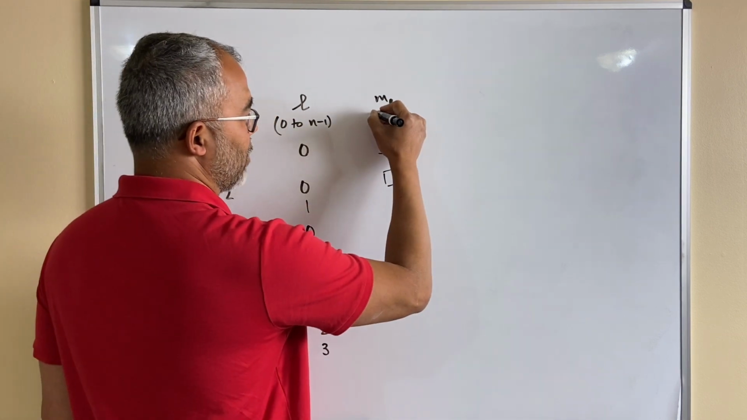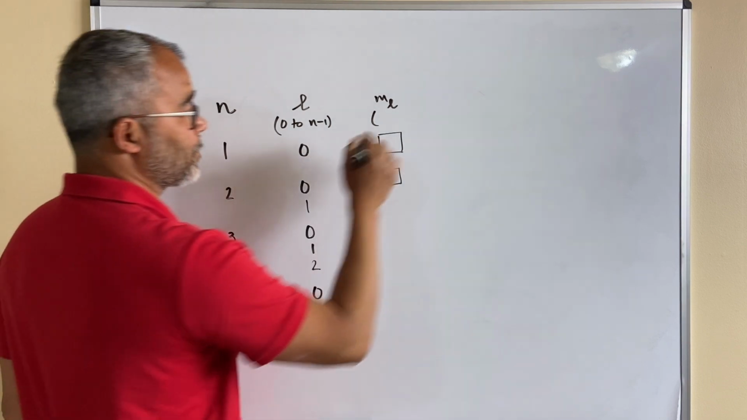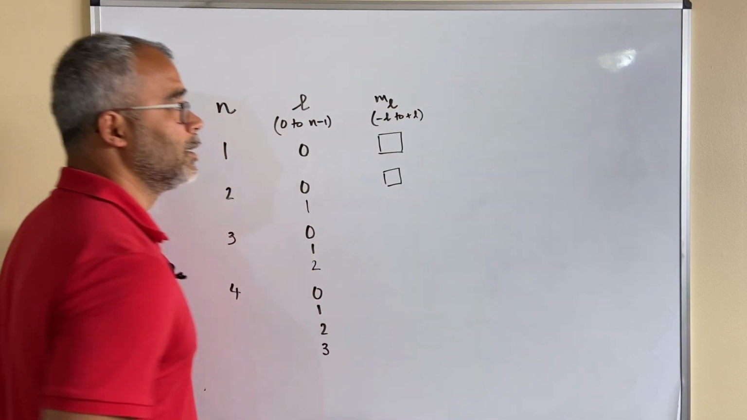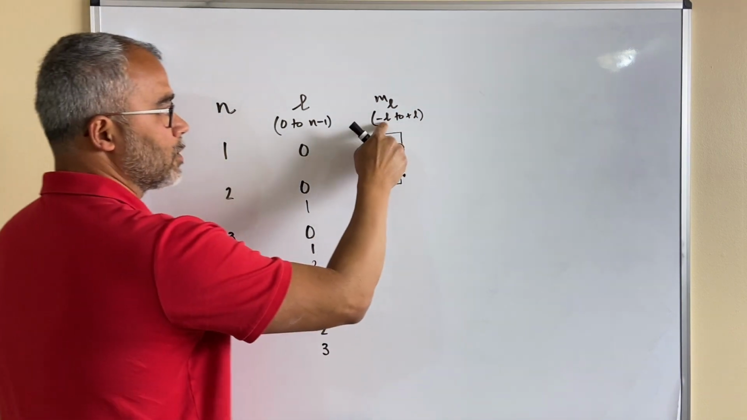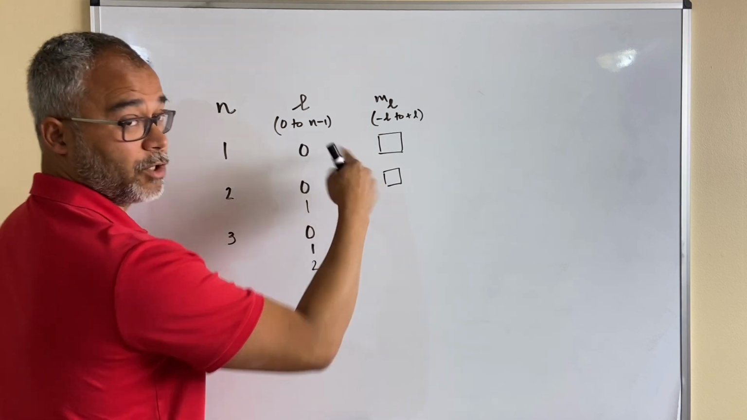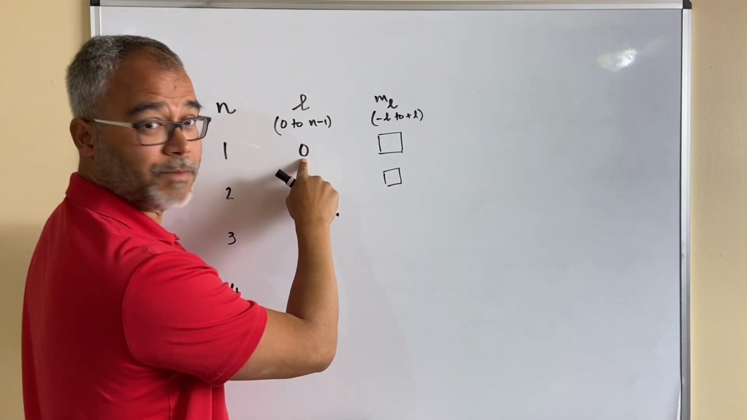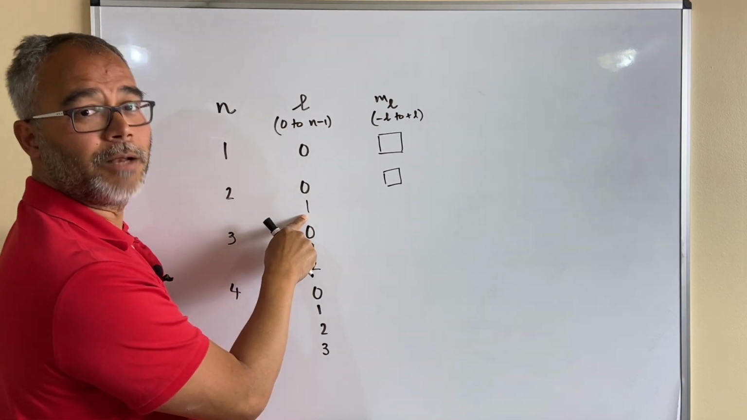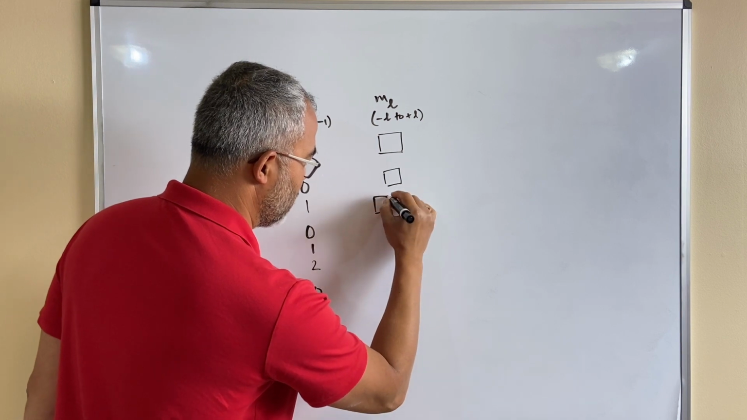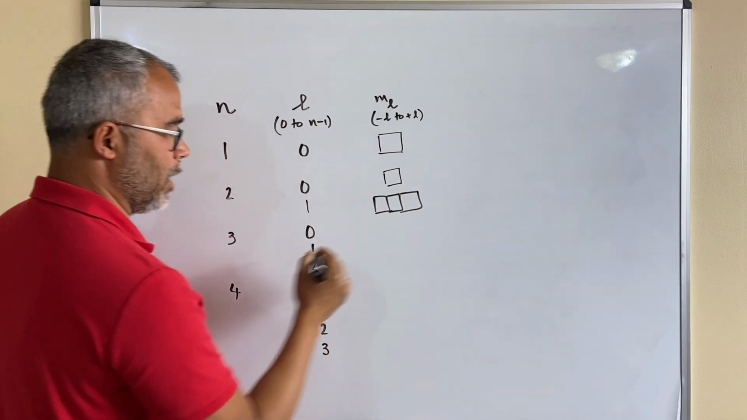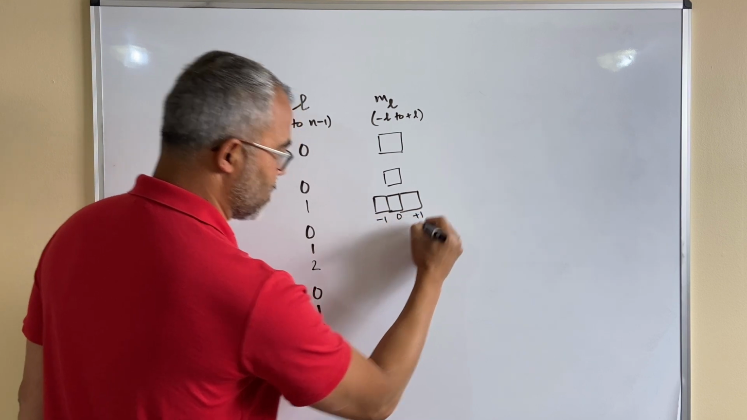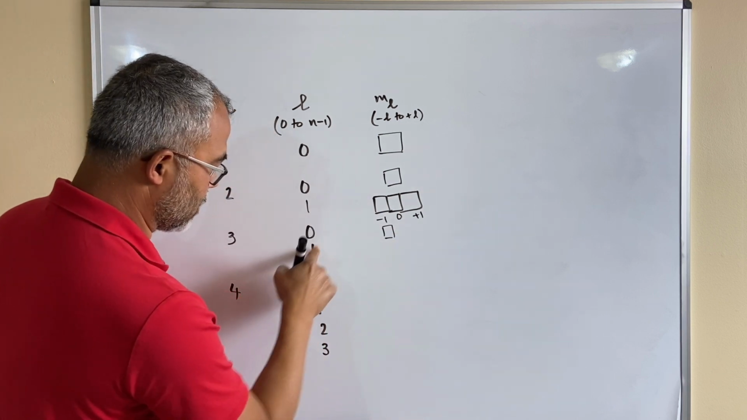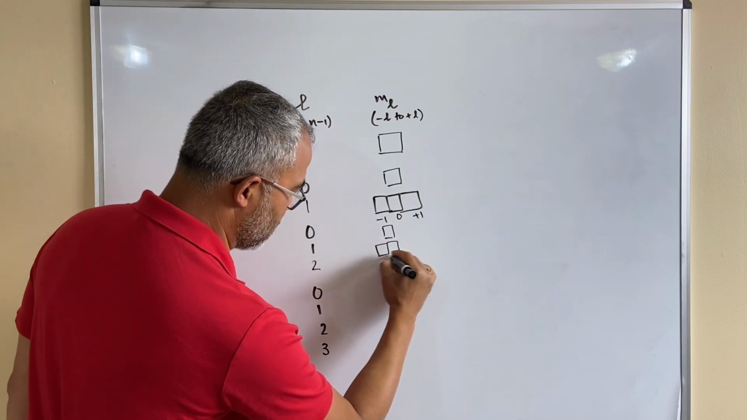Now here's the formula for ML. For each value of L, it goes from negative L to positive L, and those are all integers. So for 0, it's just 1, because negative 0 to positive 0 is still 0. But for 1, it's going to be negative 1, 0, and positive 1. So that's going to be 3 boxes. And then the same thing out here. For the first 0, there's only 1 box. For this one, it's going to be 3 boxes.